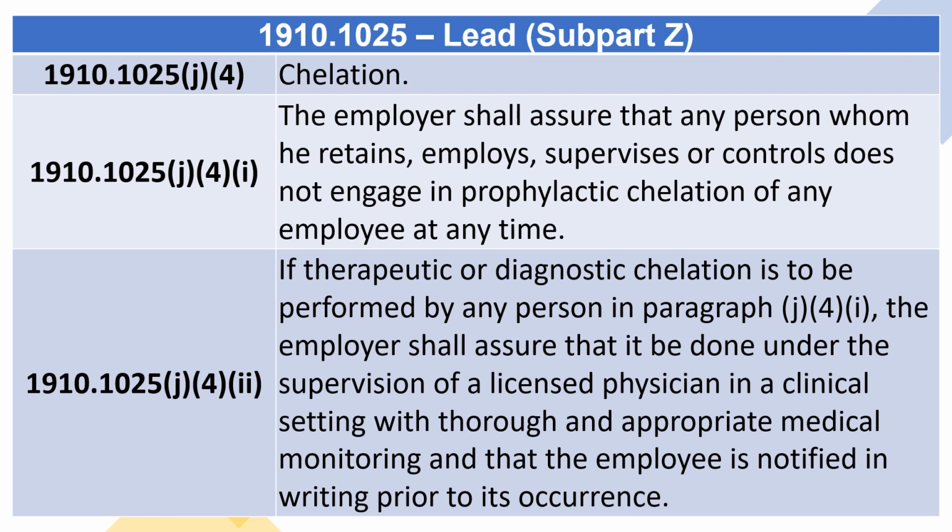1910.1025(j)(4). Chelation. (j)(4)(i) The employer shall assure that any person whom he retains, employs, supervises, or controls does not engage in prophylactic chelation of any employee at any time. (j)(4)(ii) If therapeutic or diagnostic chelation is to be performed by any person in paragraph (j)(4)(i), the employer shall assure that it be done under the supervision of a licensed physician in a clinical setting with thorough and appropriate medical monitoring and that the employee is notified in writing prior to its occurrence.